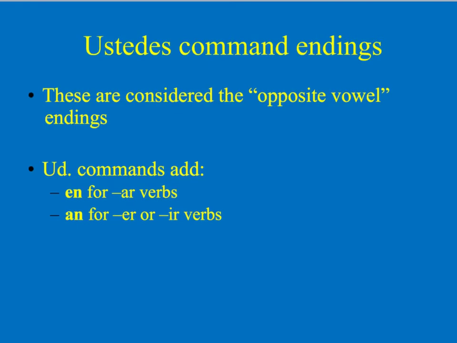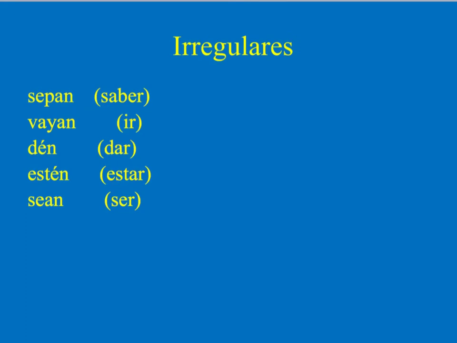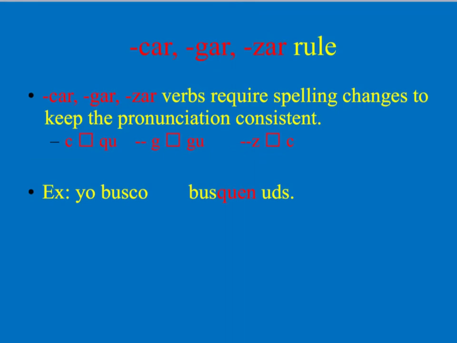Make sure at the top it says ustedes on your command sheet, on your note sheet. Just fix it. Same irregulars: saber, ir, dar, estar, ser: sepan, vayan, den, estén, and sean. Car, gar, zar rule again. C changes to QU, G changes to GU, Z changes to C.